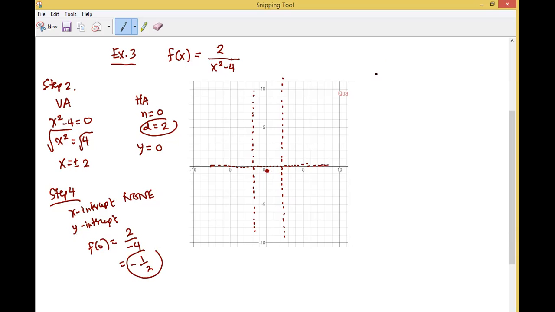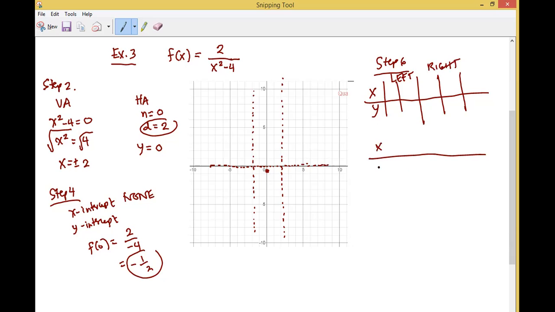Now, we'll go to step number 6. Let's make table of values. And if you notice, we have 2 vertical asymptotes. So let me first start to the left. Let's plot 2 for the left and 2 for the right. Then let's also plot for the middle. 5 this time.